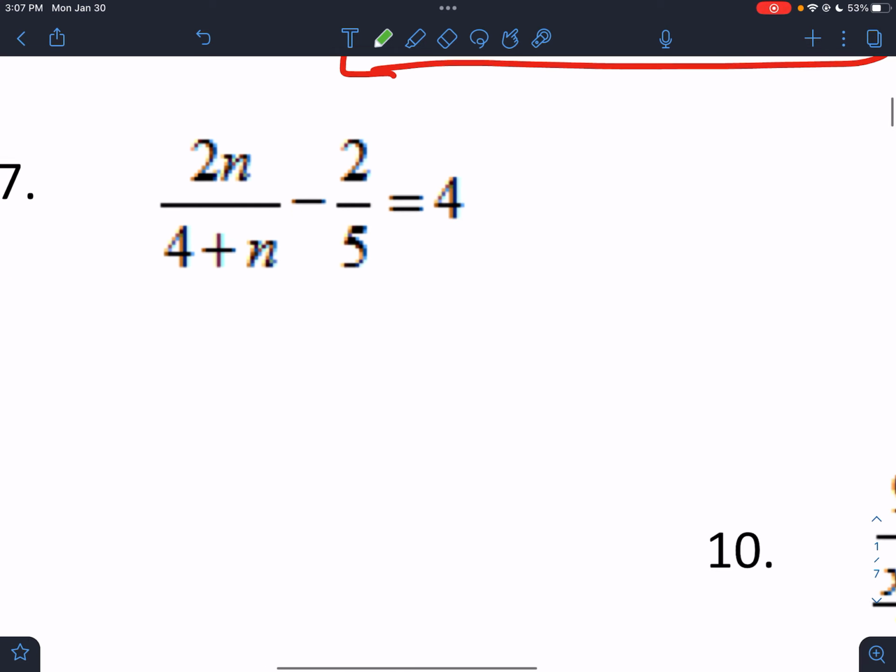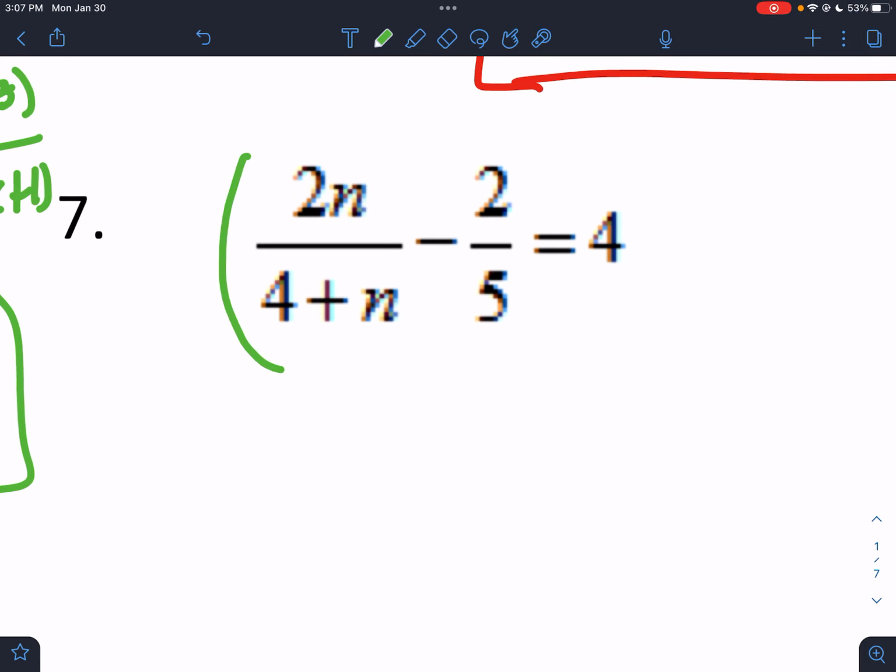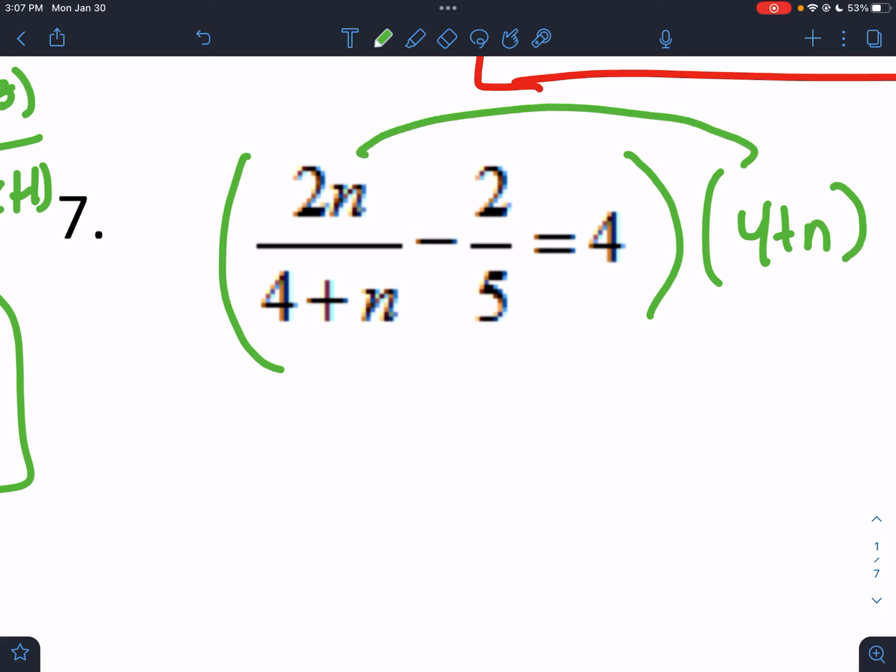All right. Let's see. What's a good plan on this one? I don't like 4 plus n on the bottom. So I'm going to multiply everything by 4 plus n. So when I say everything, I mean everything. You can't just do some things. You do everything. So when I distribute here, it's just going to cancel out, leaving me with the 2n on top. I distribute here. I'm going to have... what am I going to have? Actually, let me think for a second.